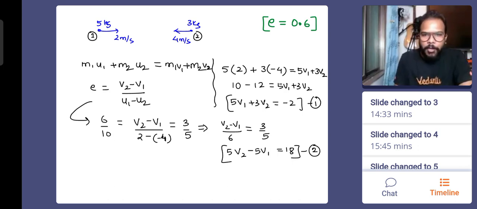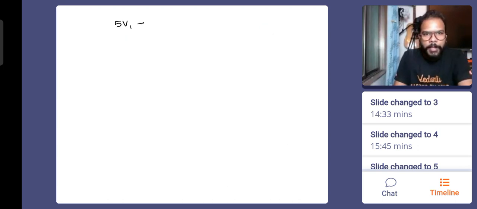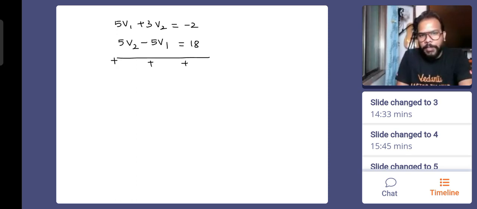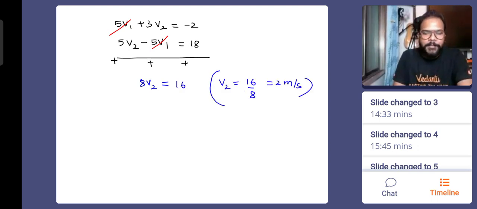Let's carry on with the two equations: 5V1 plus 3V2 equal to minus 2, and 5V2 minus 5V1 equal to 18. If you add these two equations, you can see that minus 5V1 and plus 5V1 will cancel, and 5V2 plus 3V2 becomes 8V2. This becomes 16. V2 comes out to be 16 by 8, 2 meters per second. That is the velocity of the 3 kg body after collision.